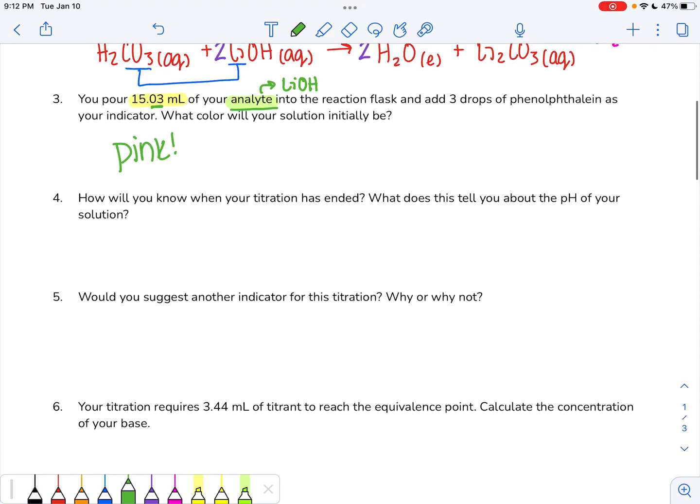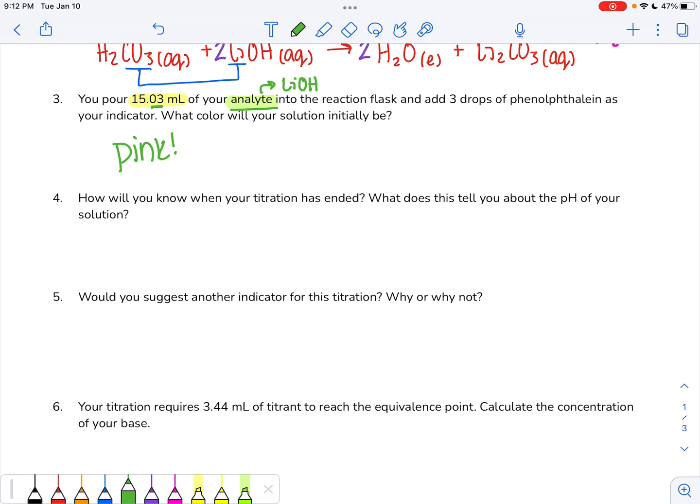So let's think about this next question. Would you suggest another indicator for this titration? Why or why not? Think back to when we did our titration in our lab. We were titrating an acid as our analyte and adding a base to it. We knew that our titration ended when we saw a very faint pink color in our reaction flask. If you over-titrated, it meant you added too much base, and you indicated this by seeing a bright, hot pink color instead of a very faint pink.